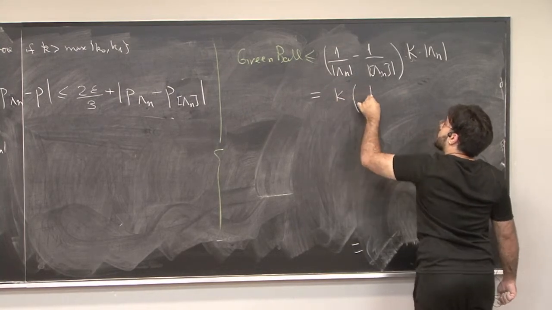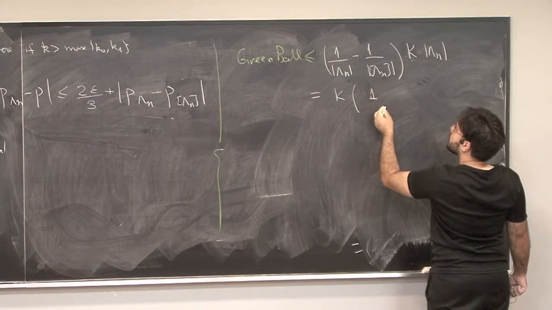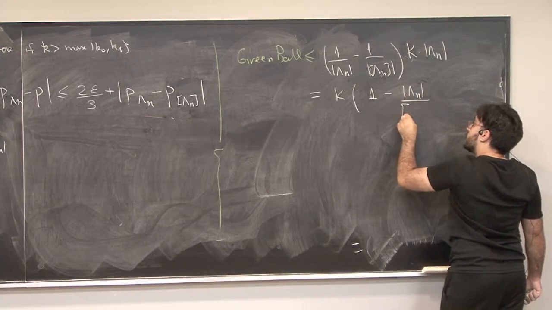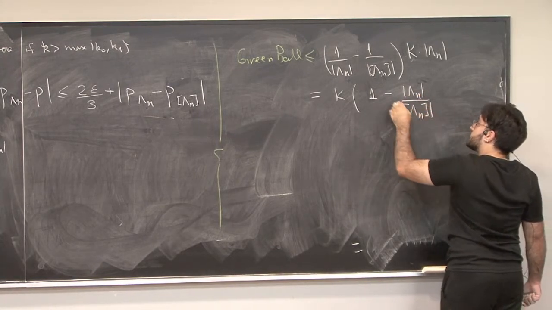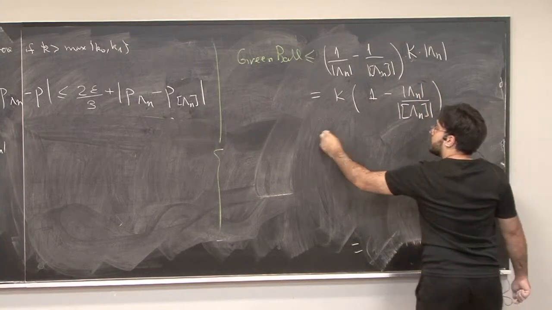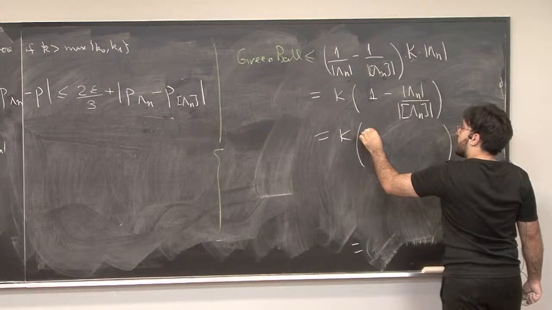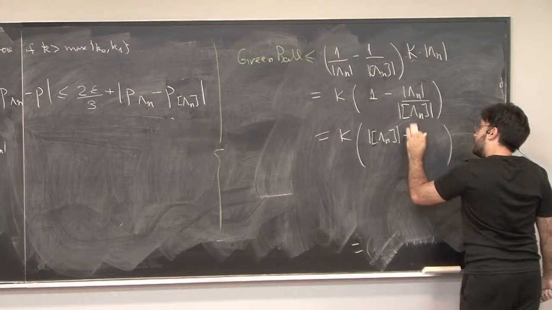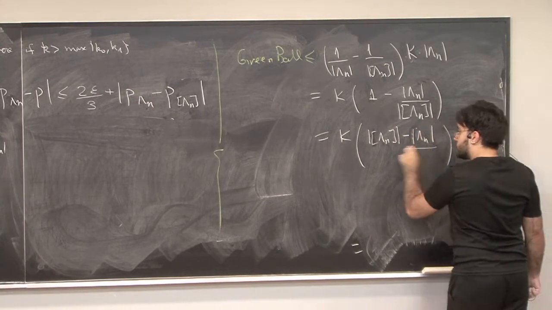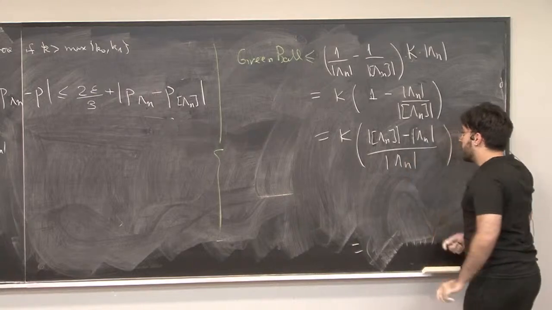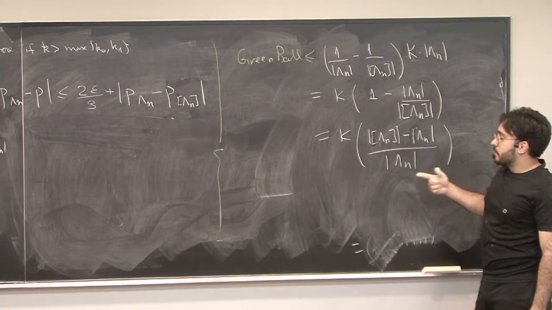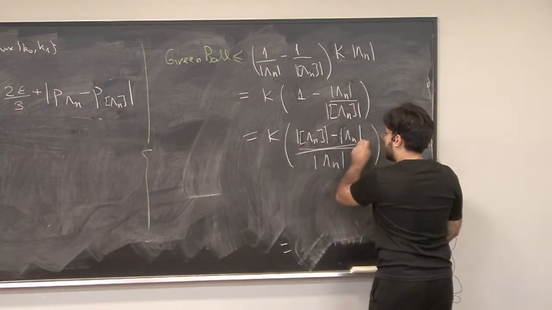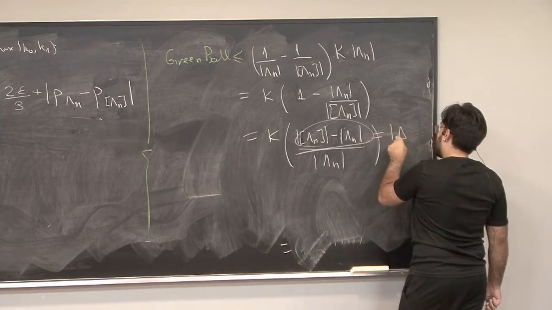This gives us K times 1 minus lambda n over the cover, but this is K times the size of the cover minus lambda n over lambda n. And as you can see by the definition of delta n, this is exactly the size of delta n. So this part over here is exactly the size of delta n.